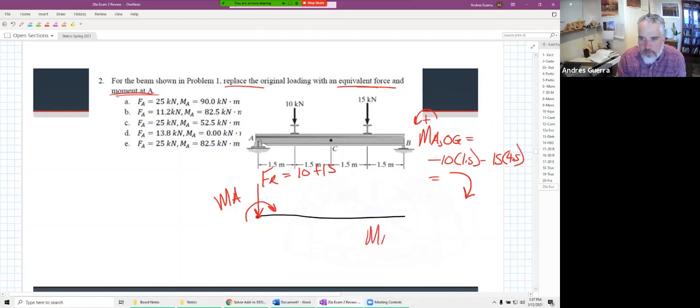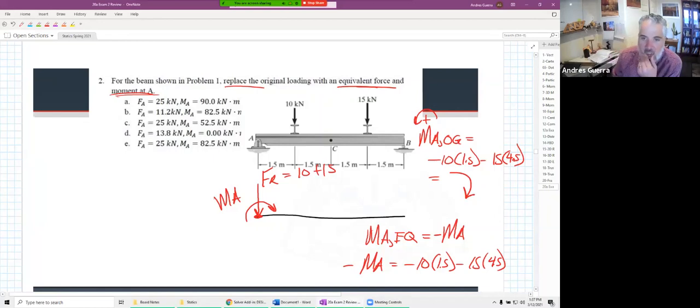Well, we still have our second rule. The moment about A of the equivalent system has to be equal to this stuff up here. Well, the only thing that's causing a moment about point A in our equivalent system is that moment M_A. And the way I drew it, it's going negative. So we'd say, well, negative M_A has to be equal to minus 10 times 1.5 minus 15 times 4.5. So then we can solve for that M_A in that equivalent system.